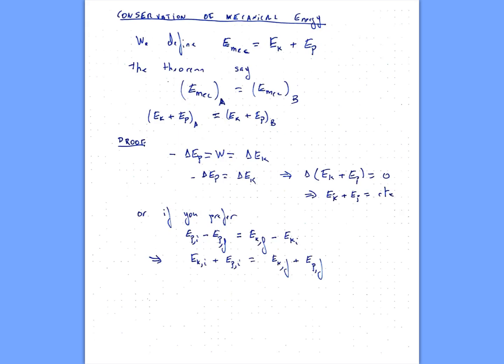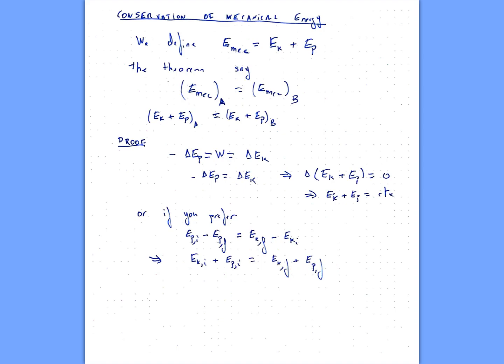We review conservation of energy problems: the mechanical energy is conserved. The mechanical energy is the sum of the kinetic energy plus the potential energy, and the theorem says that the total mechanical energy at the point A is equal to the total mechanical energy at the point B. Working with this, you will find that E sub Ki plus E sub Pi, our initial kinetic plus potential energy, equals kinetic plus potential energy final.